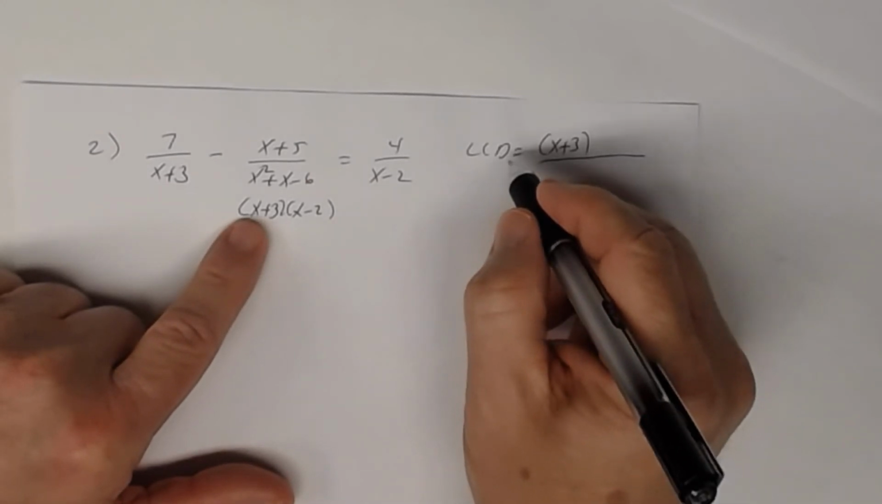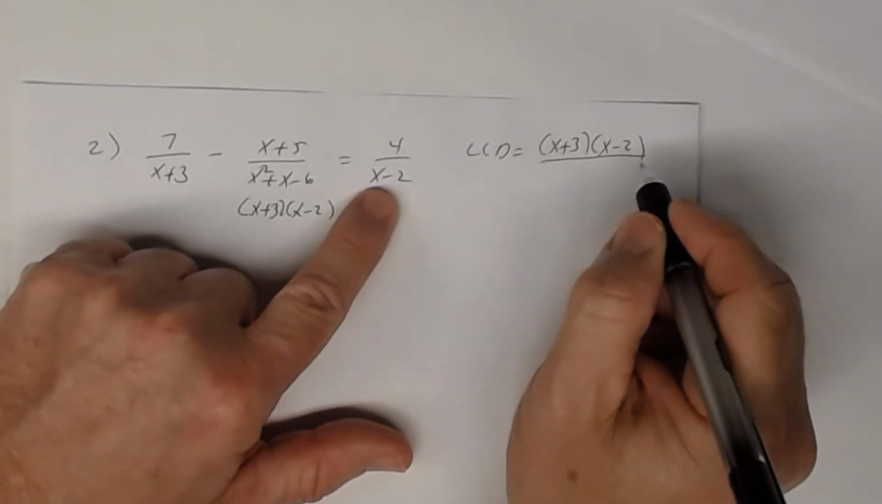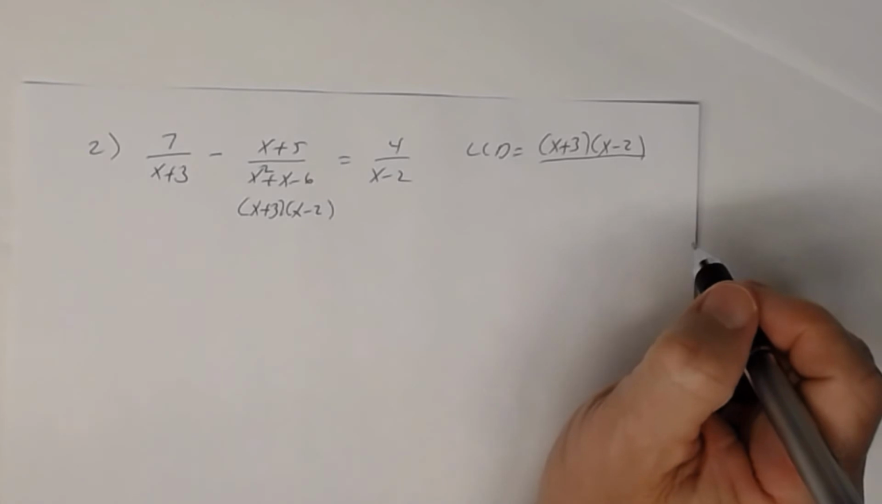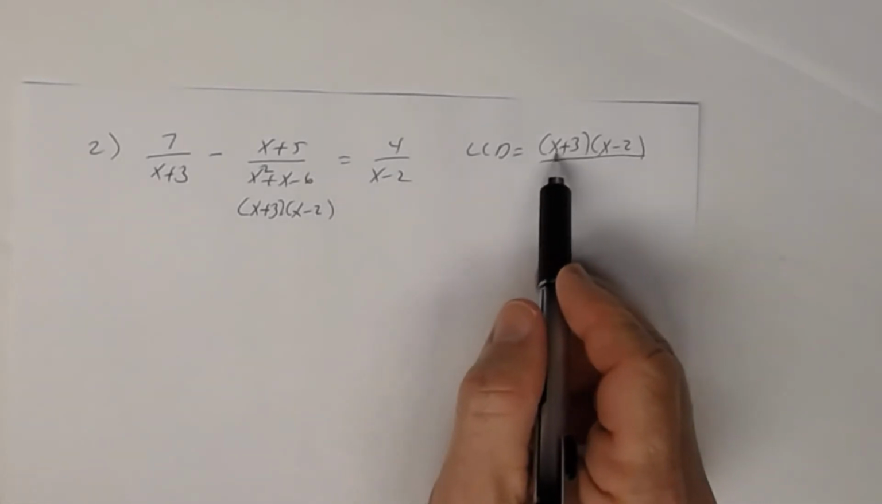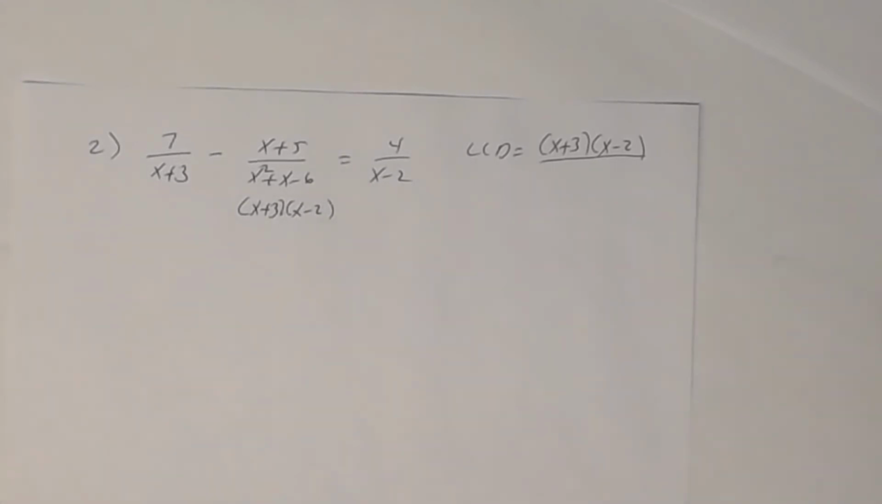Don't list it again, because that's no longer the least. I have an x minus 2. I have an x minus 2, but I already have it listed. Don't list it again. It will not be the least. So if you put x plus 3 squared and x minus 2 squared, you're going to make this so much more difficult for yourself. All right, so always use the least.